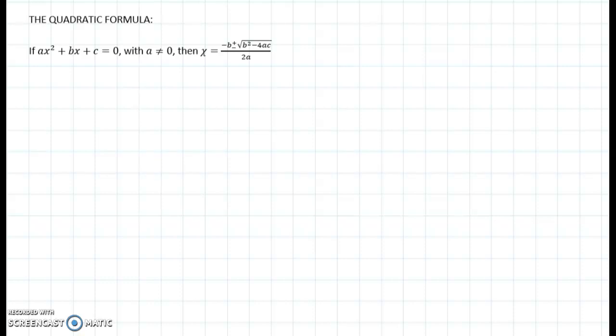Let's apply the quadratic formula a few more times. Let's say we want to solve x squared minus 3x minus 4 is equal to 0. We needed to identify the values of a, b, and c. In this case, a is the coefficient multiplying x squared.